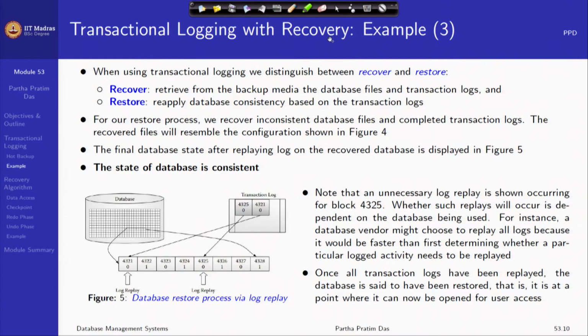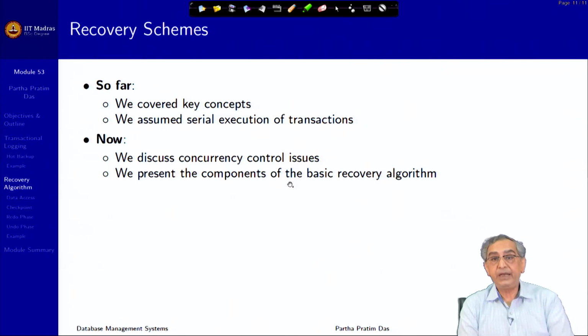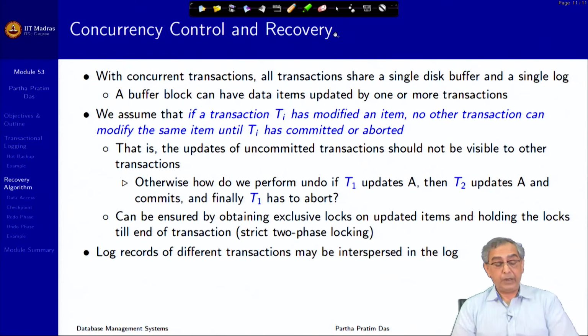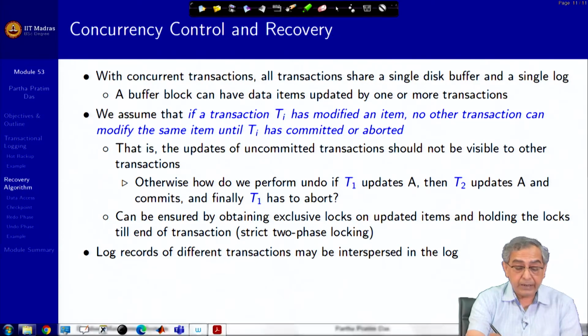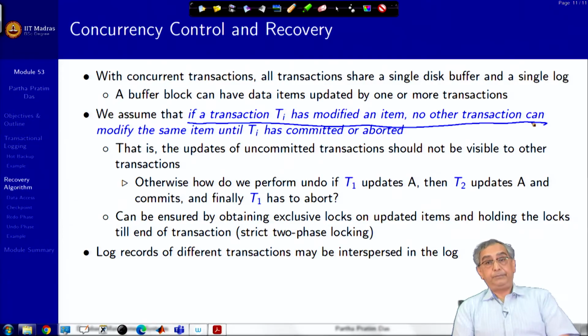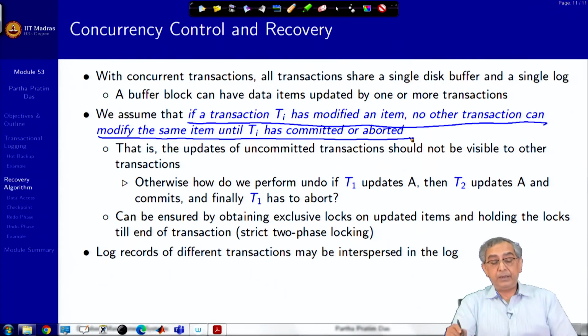And in this context, we had seen the recovery strategy for serial execution of transactions. Now, we will generalize this for concurrency control issues, the concurrent execution of transactions. In this we make an assumption that if a transaction Ti has modified an item, then no other transaction can modify the same item either until Ti has committed or aborted. Right? This is the restriction that we maintain.